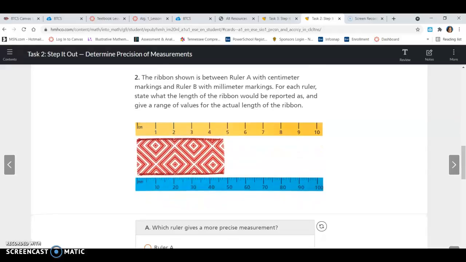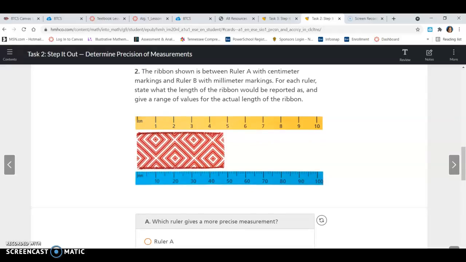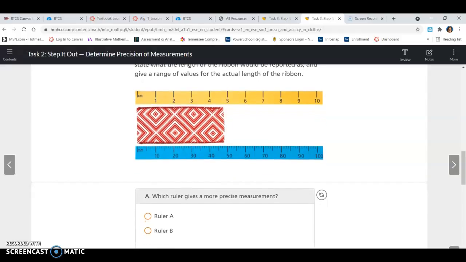All right, so let's look at this ribbon here. The ribbon shown is between two rulers, ruler A and ruler B. Ruler A is marked with centimeters, and ruler B is marked by millimeters. For each ruler, state which length of the ribbon would be reported and give a range of values for the actual length. Okay, so you can see the length of the ribbon falls here. On the top ruler, we're going by centimeters, and it falls between 4 and 5, but it looks like it's closer to 5 centimeters.